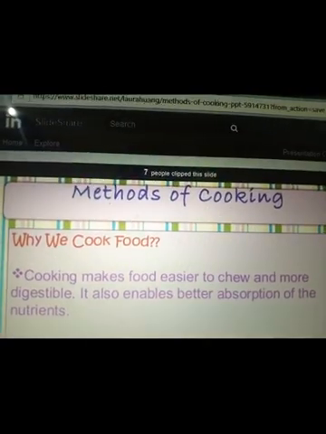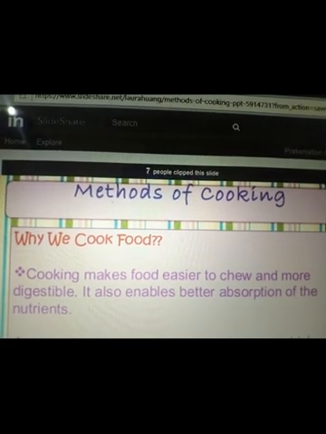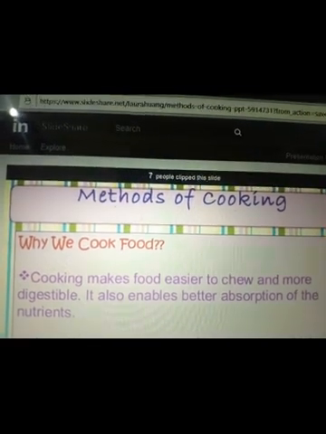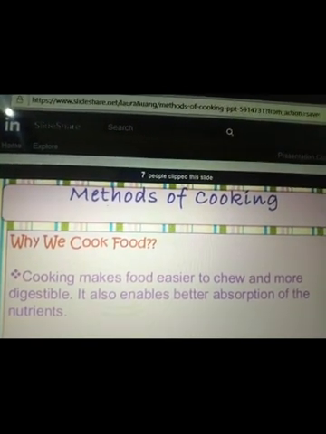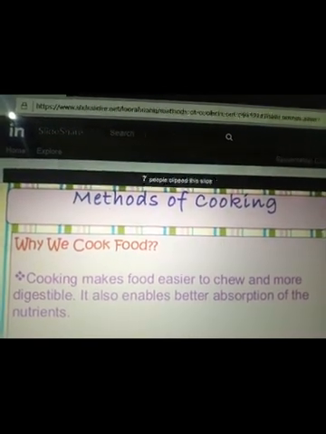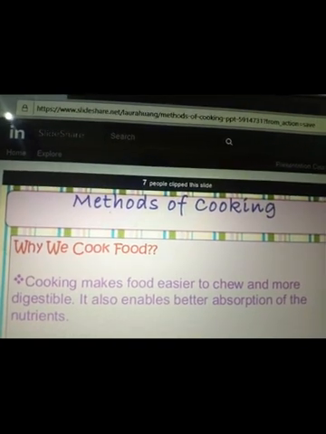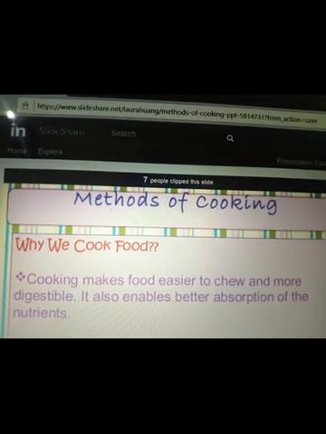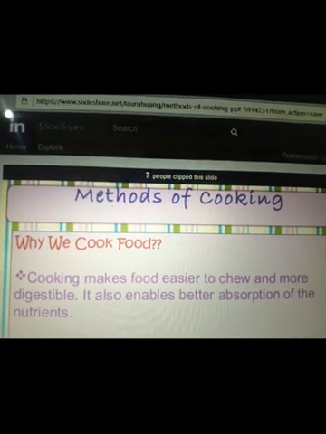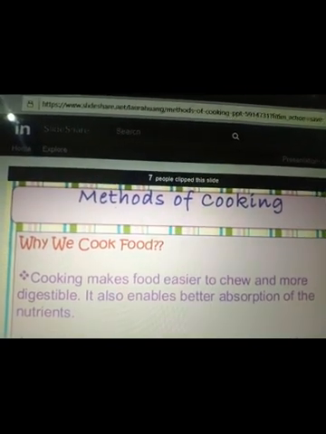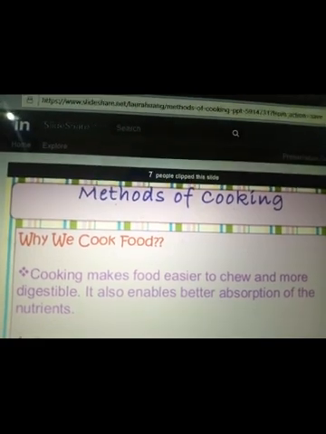Next, cooking makes food easier to chew and more digestible. I have taught you in the previous class that cooked food can be easily digested. That means if the food gets properly digested, all the nutrients are absorbed by the body, so your body gets all the nutrients.